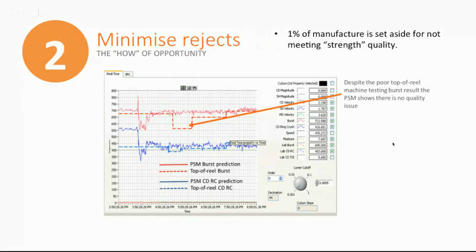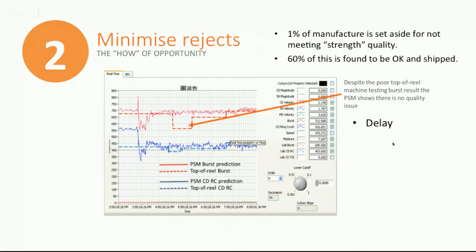1% of manufacturers set aside generally on a paper machine, and 60% of this is ultimately found to be okay and shipped. Now, interestingly, statistically, the opposite is true. 1% of manufacturers set aside, but it's possible that 60% of that 1% is not actually identified as being reject and is shipped anyway. So there's a quality problem in itself.